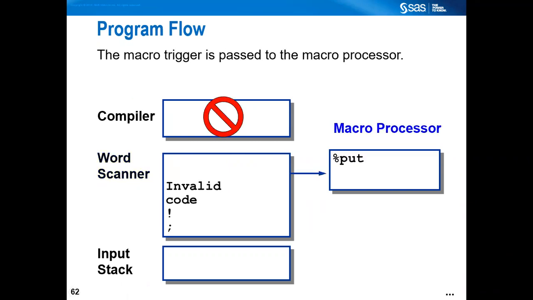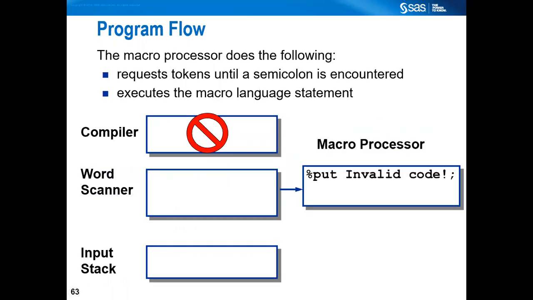Because it's a %put statement, anything with %put will be shown in the log. Understood? So your macro processor does the following: it requests tokens until a semicolon is encountered, then executes the macro language statement. That's it. It keeps taking tokens from the word scanner in the macro processor until it encounters the end of a statement or a step, and then it is executed. Execution of macro language occurs only in the macro processor.